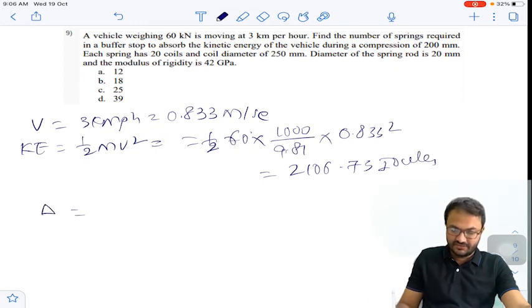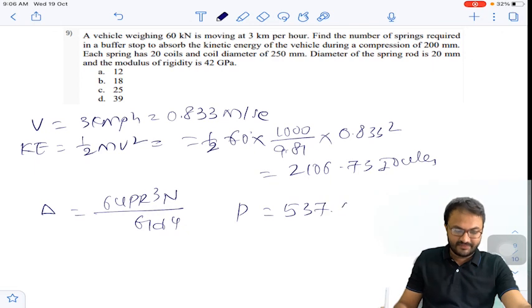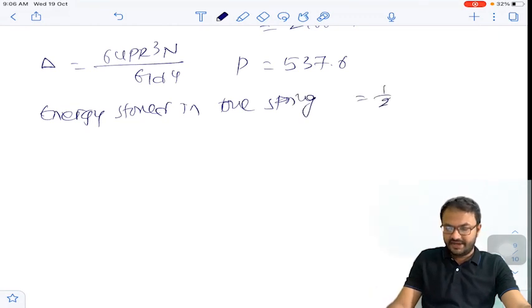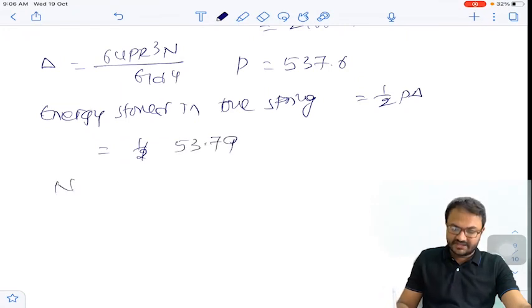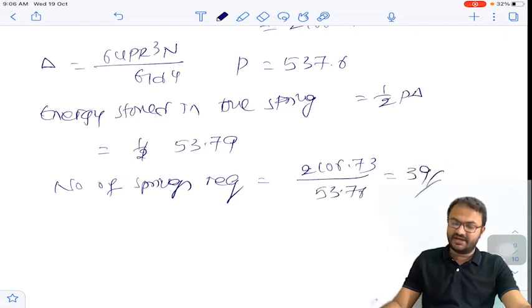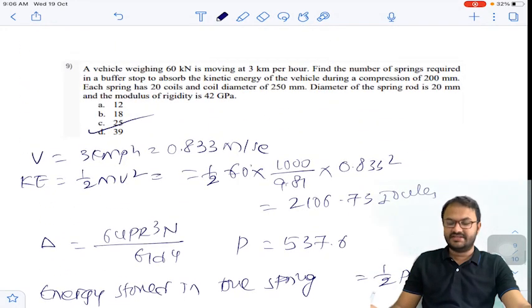And deflection delta is equal to 64 PR cube N divided by G d power 4. So by this equation you will get P is equal to 537.6, and energy stored in the spring. Energy stored in one spring is equal to half P delta. So that is, you will get it is 53.76. So number of springs required is equal to 2106.73 divided by 53.76. It will be 39 springs approximately. So for this question, option D will be the answer.